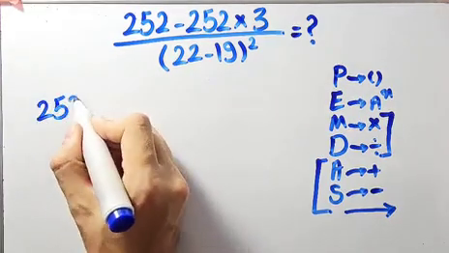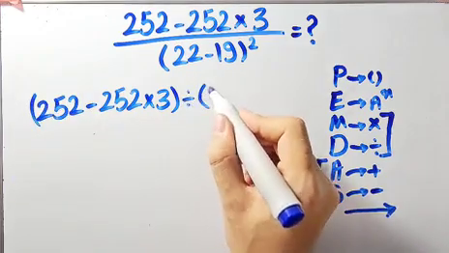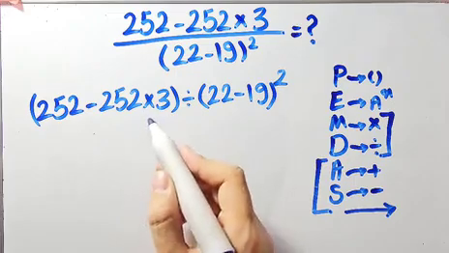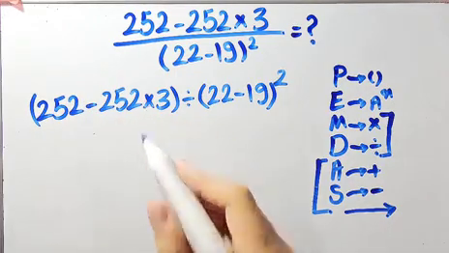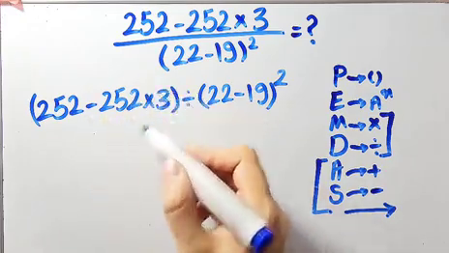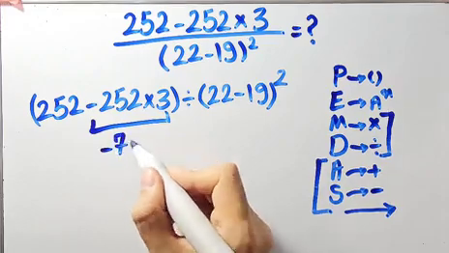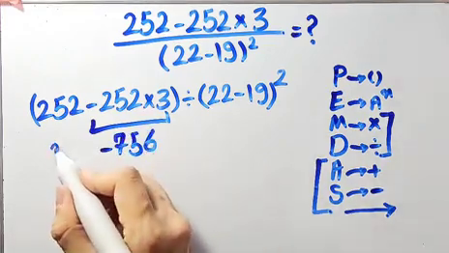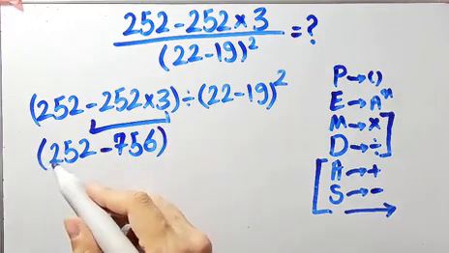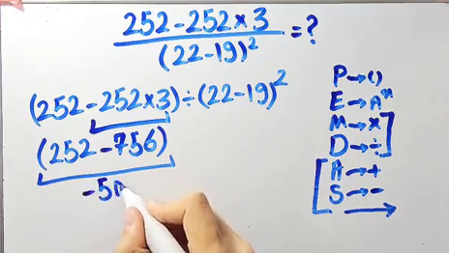We have 252 minus 252 times 3, then divided by open parentheses 22 minus 19 close parentheses, then all of them to the power of 2. Okay guys, first we simplify these parentheses. Inside these parentheses we have subtraction and multiplication. Multiplication has higher priority than subtraction, so first we simplify this multiplication. Negative 252 times 3 equals negative 756. Now we have 252 minus 756. Okay guys, 252 minus 756 equals negative 504.